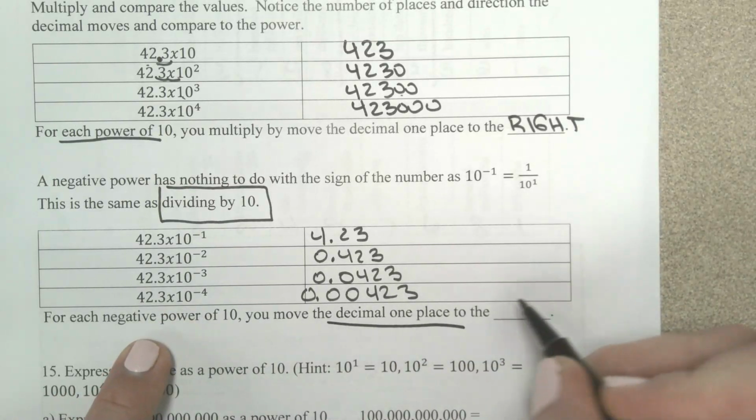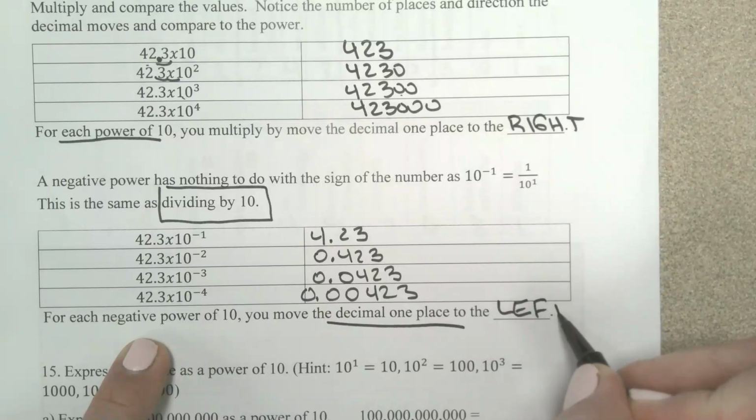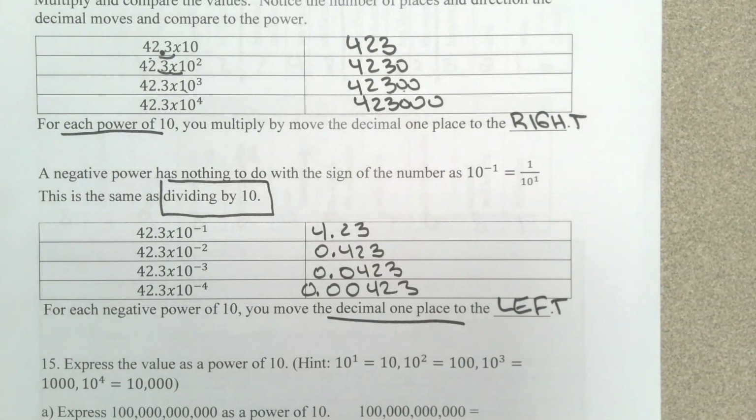So it just kept taking my original number, and it kept moving 1 decimal place to the left. Did I do that? I did not do that.